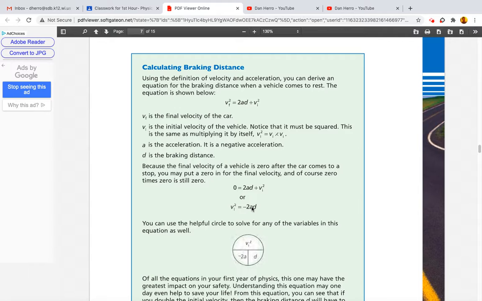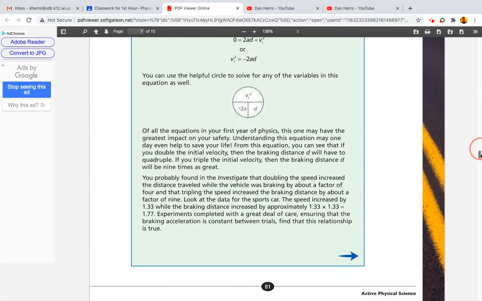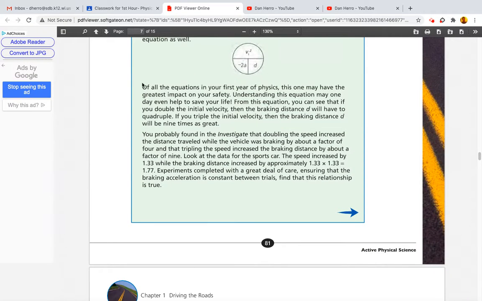negative 2 times acceleration times distance. You can use the helpful circle to solve for any of the variables in this equation as well. Of all the equations in your first year of physics, this one may have the greatest impact on your safety. Understanding this equation may one day even help save your life.